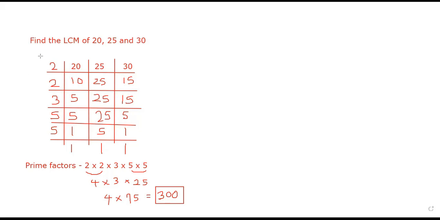It means that these numbers will divide 300 without a remainder. So 300 is a multiple of 20, 25, and 30. That is the lowest common multiple of 20, 25, and 30. It is very simple, and this is the best method for it.